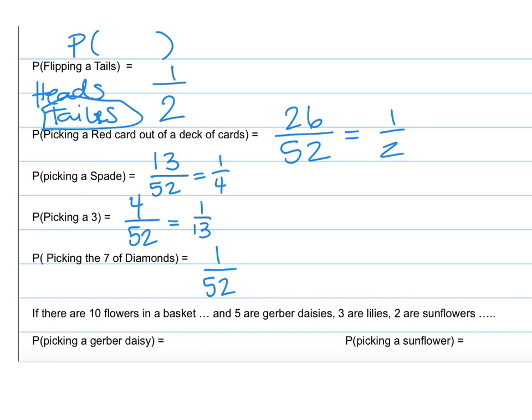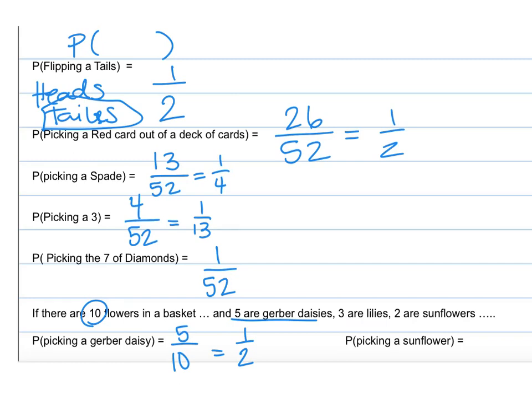All right. If there are 10 flowers in a basket and 5 are Gerber daisies, 3 are lilies, and 2 are sunflowers, we're trying to figure out a couple probability questions based on that. So first, the probability of picking a Gerber daisy. Well, that told me that there was 5 of them. And here it told me that there was 10, which is our bottom number. The total outcomes goes on the bottom, and that would simplify to 1/2.